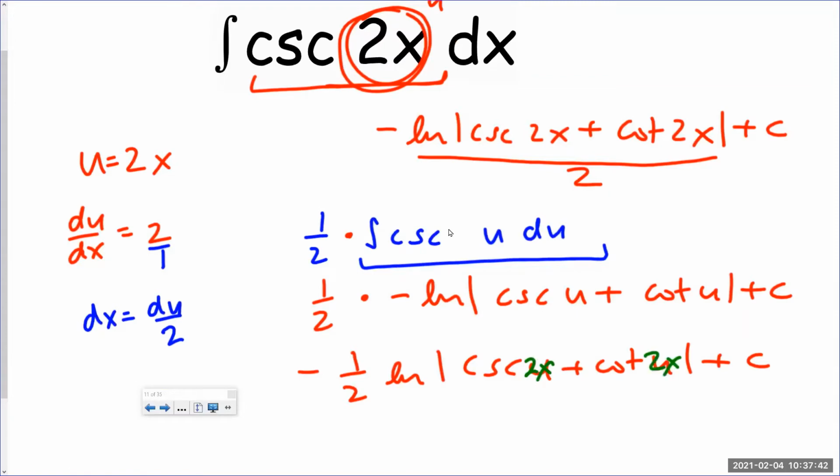Now, I just need to give you a caveat. Most students, when they do the shortcut, do it wrong. And what they do is they don't divide by the derivative of your u. So if you're doing the shortcut, you have to divide by 2.